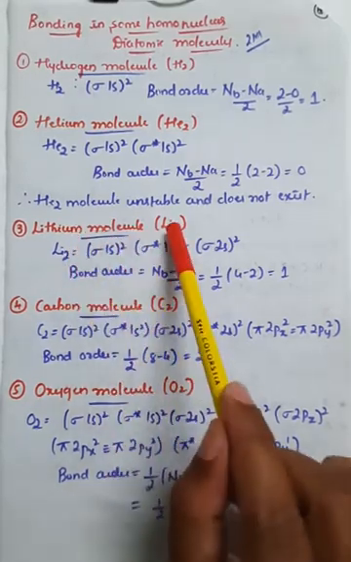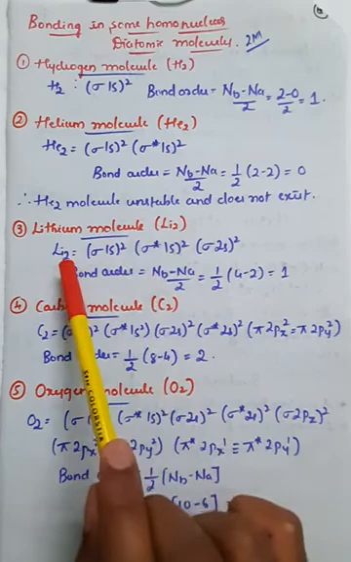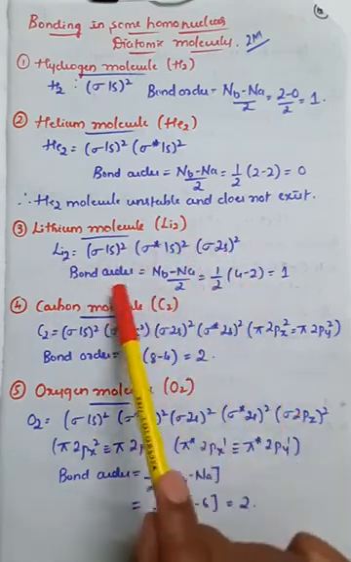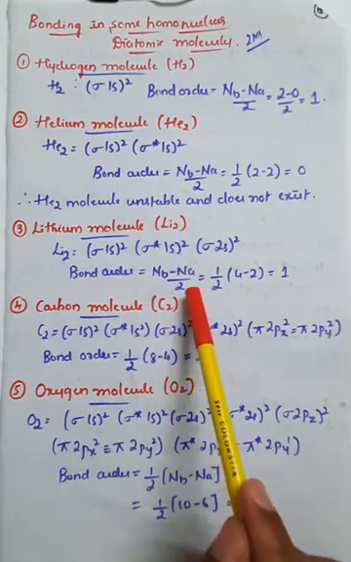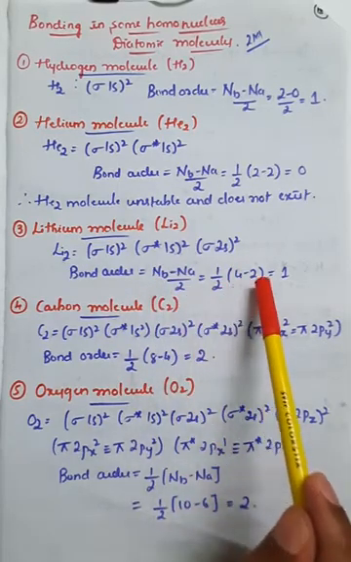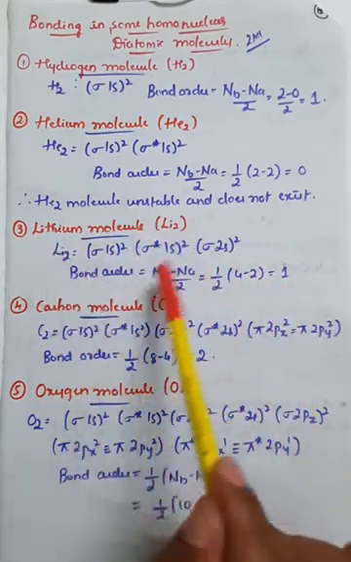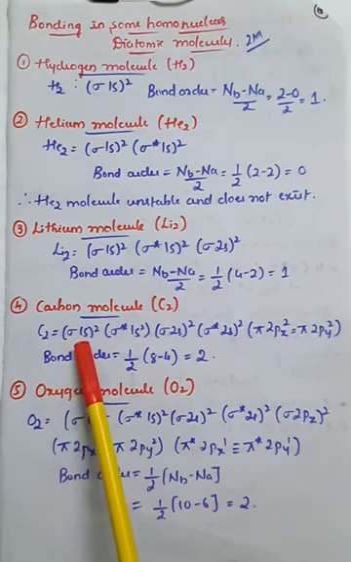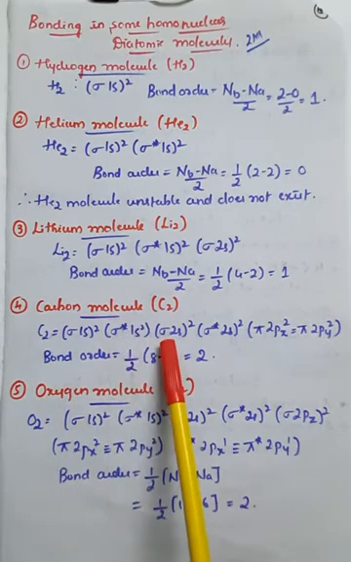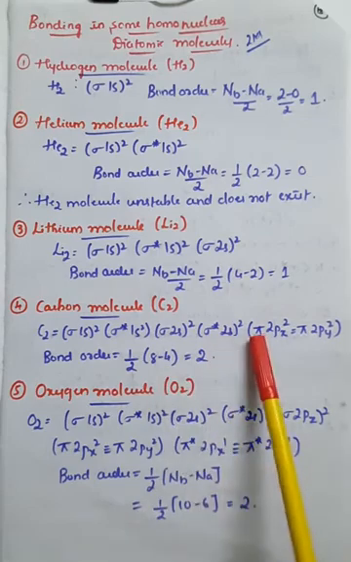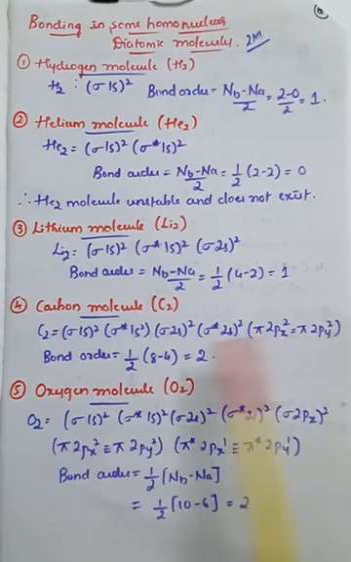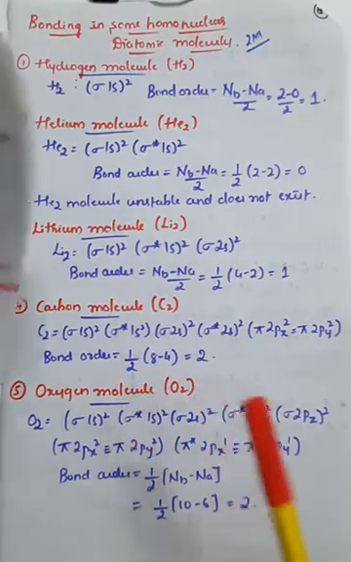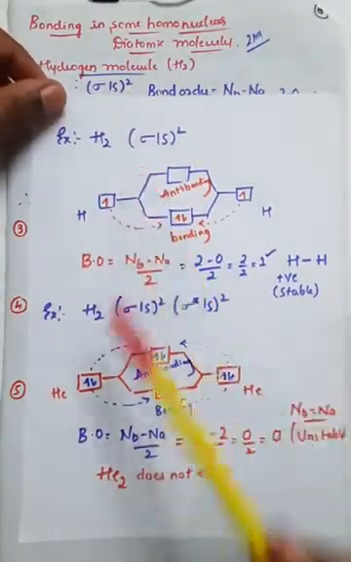So for the lithium molecule, Li2, the configuration is sigma 1s2, sigma star 1s2, sigma 2s2. Therefore bond order is equal to Nb minus Na divided by 2, that is 1 by 2 into 4 minus 2, which is equal to 1. So therefore the lithium molecule exists. Similarly, for the carbon molecule, the electronic configuration is sigma 1s2, sigma star 1s2, sigma 2s2, sigma star 2s2, pi 2px2, pi 2py2, and bond order is equal to 1 divided by 2, same as I have shown in the case of hydrogen as well as helium.